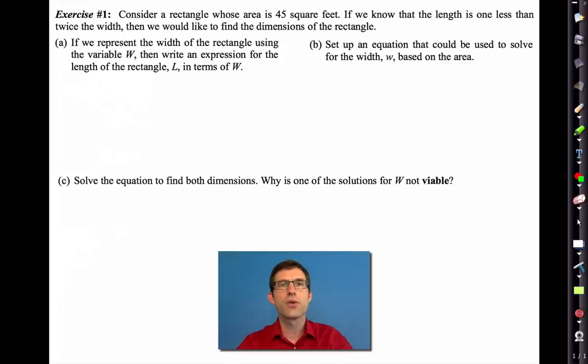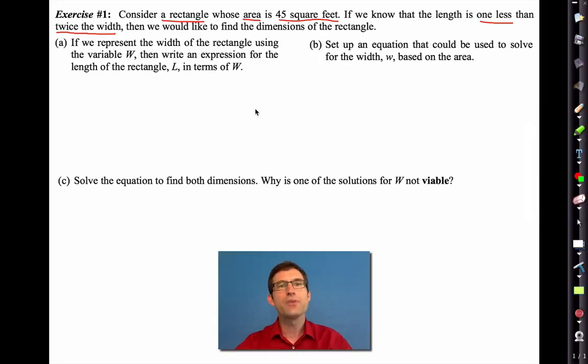Exercise 1 says, consider a rectangle whose area is 45 square feet. Now it's very important for you to immediately understand what that means, right? A rectangle whose area is 45 square feet. We know that the length is 1 less than twice the width. That's interesting. We would like to find the dimensions of the rectangle.